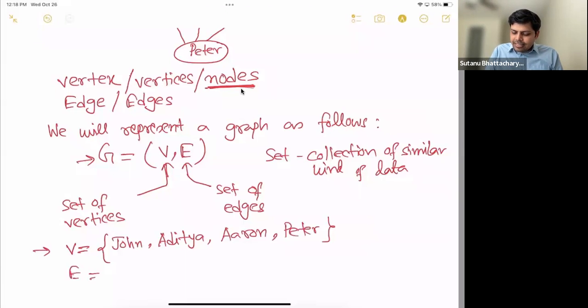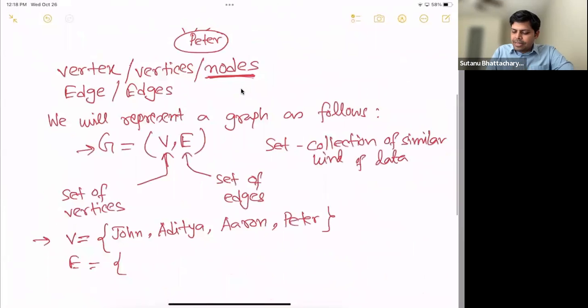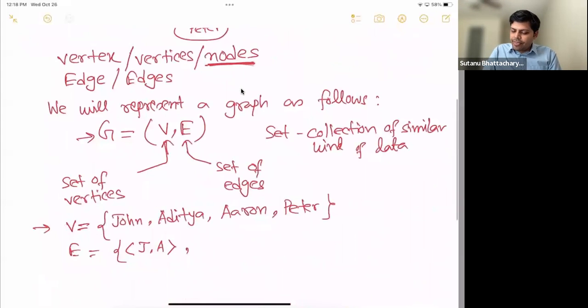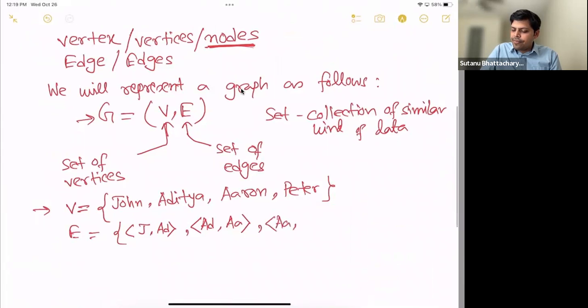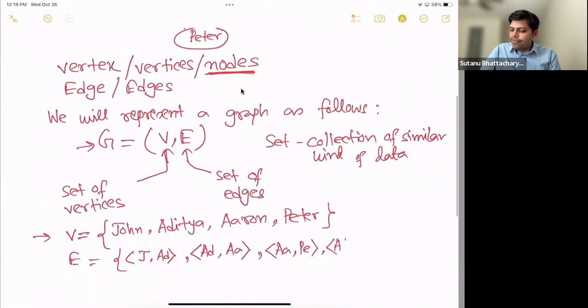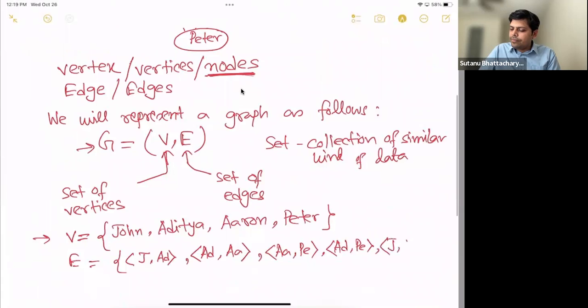And what are edges? Edges are a relation. So one edge we got is from John and Aditya. We can present it like this, John, comma, Aditya. I'm not writing the whole name to save some space. Another edge is Aditya and Aaron. Another edge is Aaron and Peter. Another is Aditya and Peter. And another is John and Peter. So this is the set of edges.